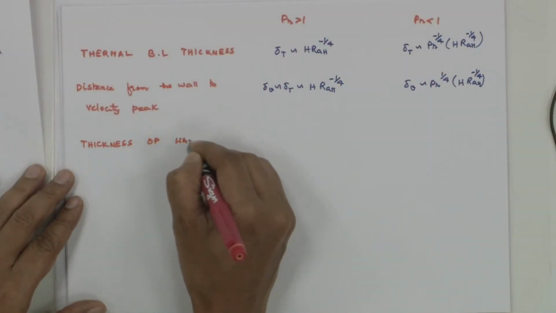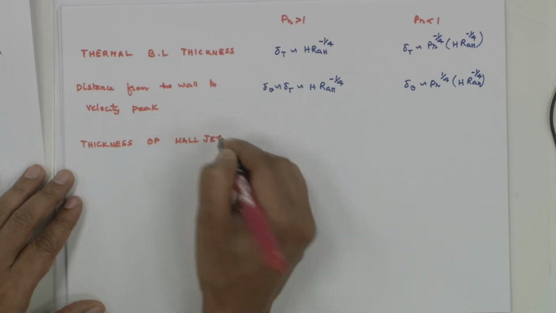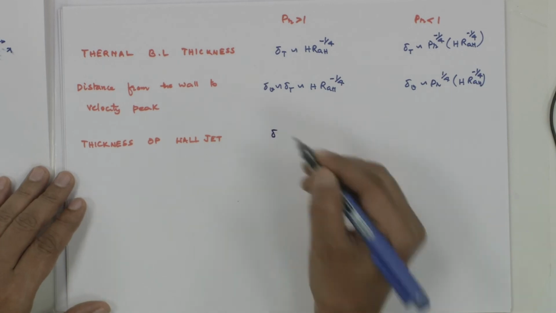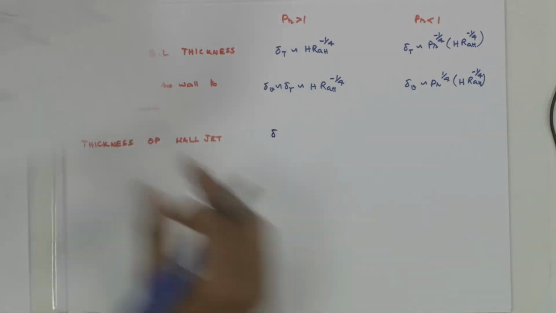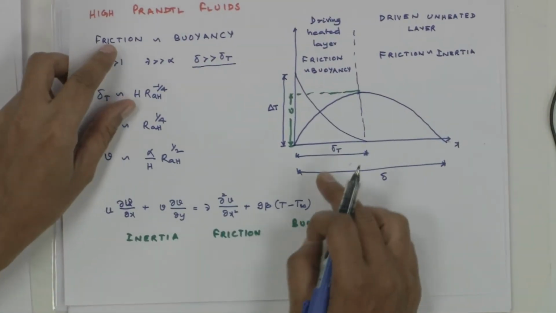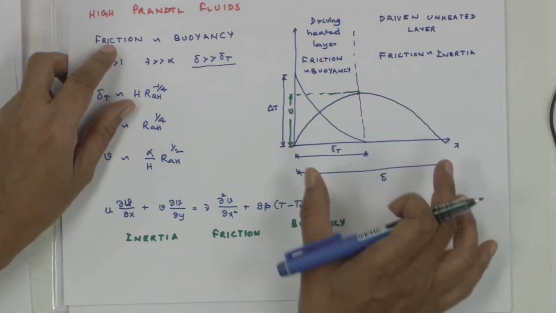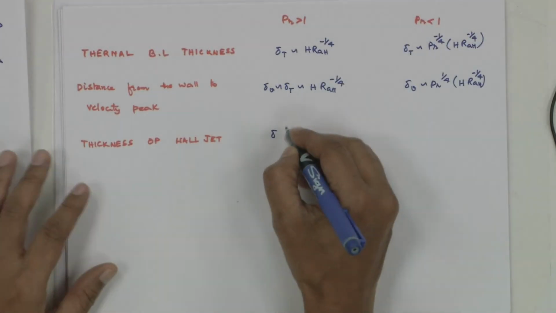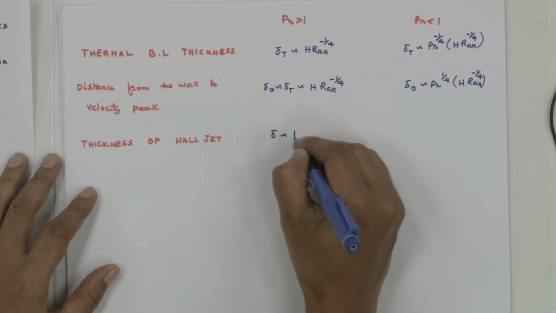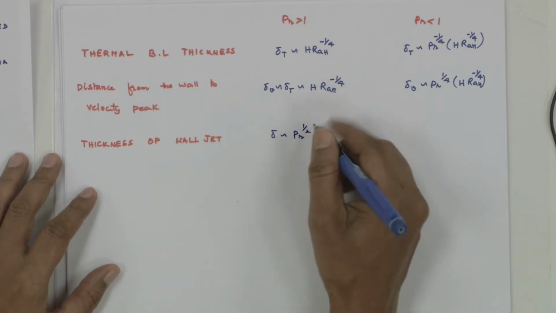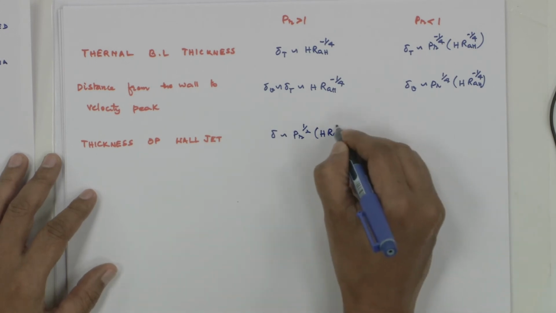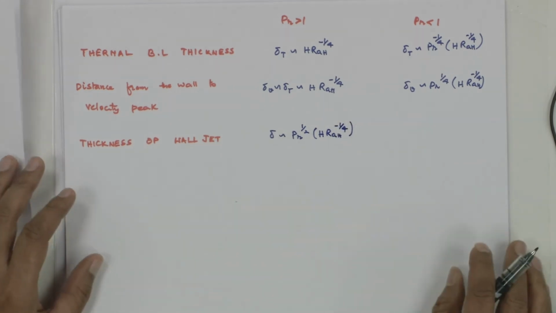Thickness of wall jet. What is the thickness of the wall jet? The thickness of the wall jet is nothing but delta, that is, how long my velocity exists. Where does the wall jet exist, how long does the velocity exist, that is delta. Delta we have found to be Pr to the power of half H Ra_H to the power of minus 1 by 4.